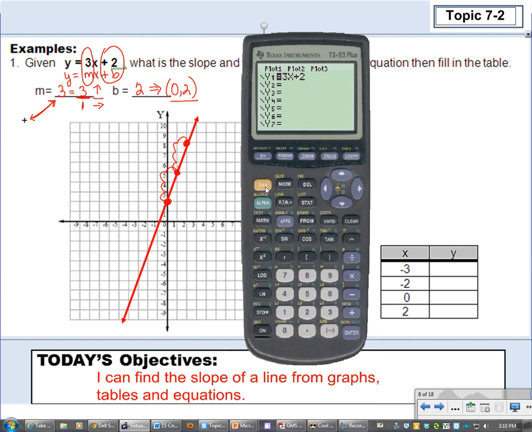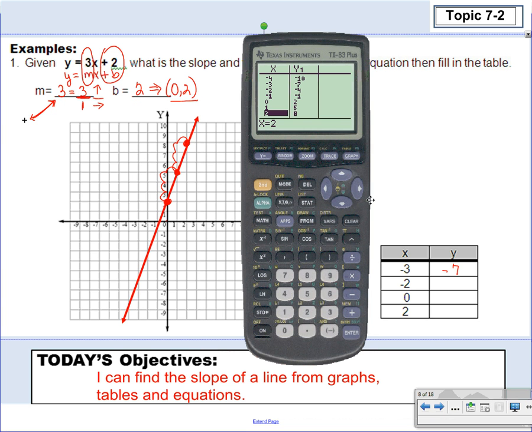With this equation in there, we can hit the second button and then the graph button. Above it says table. When I hit the second and the graph, it is going to bring up a table. Now I can use that table on the calculator to fill in the table that I have on my worksheet. When x is negative 3, our y is negative 7. When x is negative 2, our y is negative 4. When x is 0, y is 2. And when x is 2, y is 8.